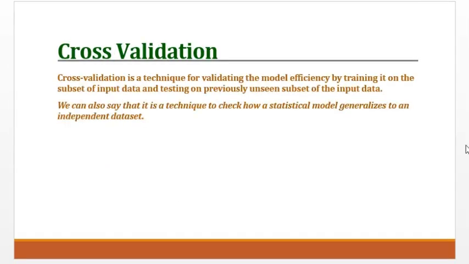Now we're going to talk about cross-validation. Cross-validation is a statistical method used to evaluate the performance and stability of a machine learning model. It ensures the model generalizes well to unseen data by splitting the dataset into training and validation subsets multiple times. In formal definition, it is a technique to assess how a machine learning model will perform on an independent dataset by training it on a subset of data and testing it on another subset.